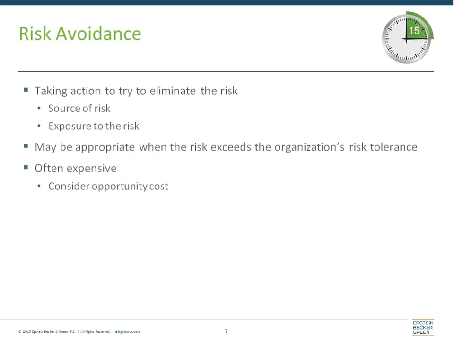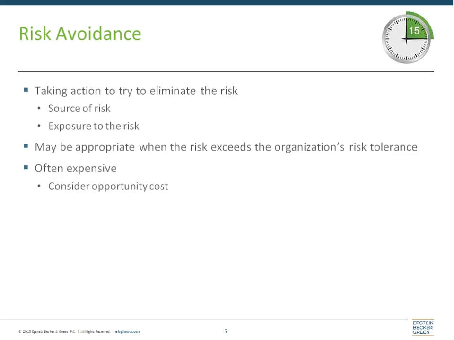The second way to avoid risk is by eliminating exposure to the risk. So if you have a data center in areas prone to earthquakes, instead of earthquake-proofing your data center, you might choose to avoid the risk by moving your data center somewhere else where earthquakes pose a low threat. So risk avoidance may be appropriate when the risk exceeds the organization's risk tolerance. But as you can imagine, it's often expensive.